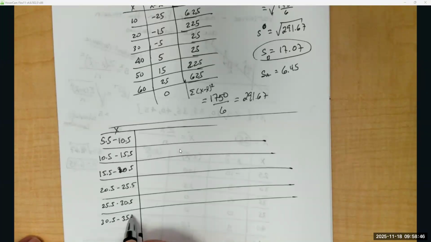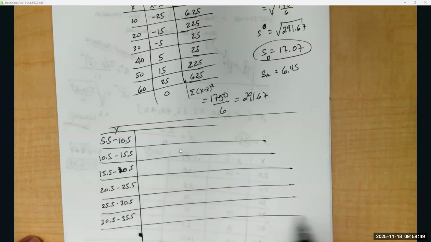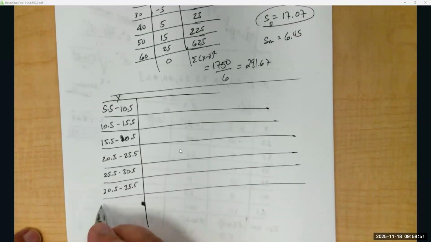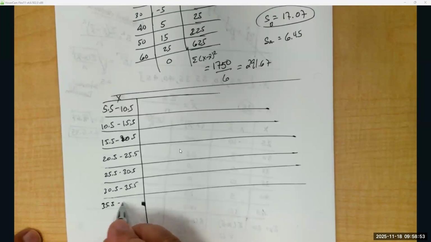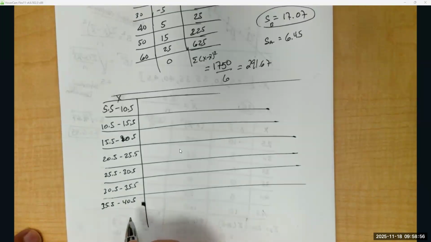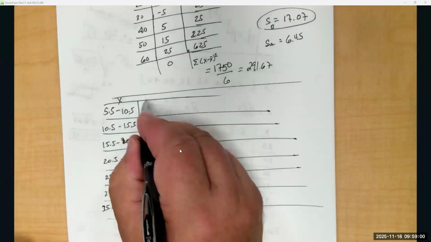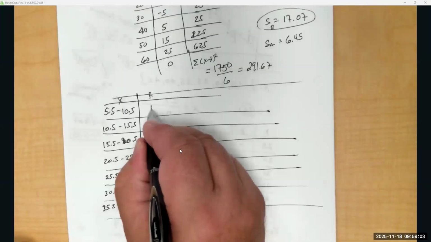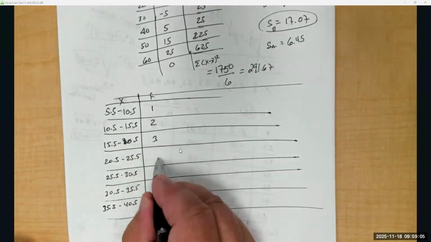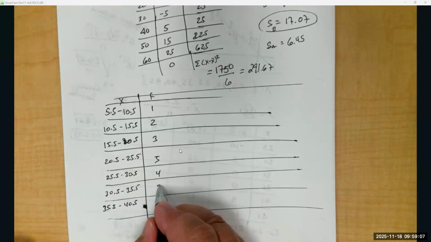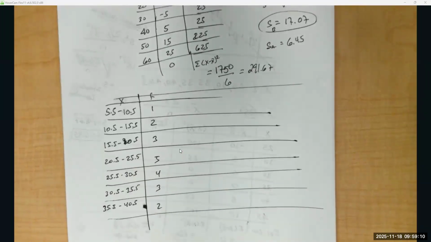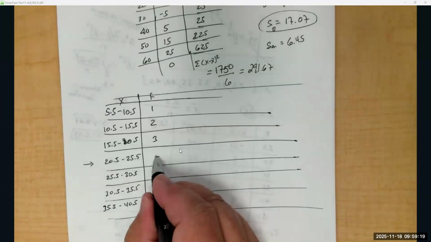Why? You're right, it's a midpoint, but wrong answer. Why would we need the midpoint? Well, first off, let me give you the frequencies: 1, 2, 3, 5, 4, 3, 2. What's the modal class? Right. This one's the modal class.